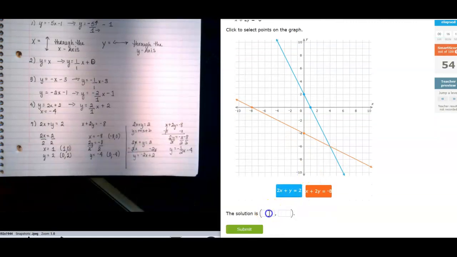So the answer to our question here is, what's the solution? Our solution is 4, negative 6.